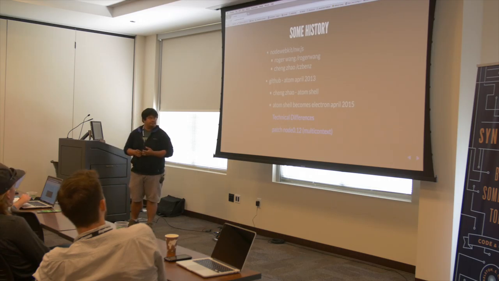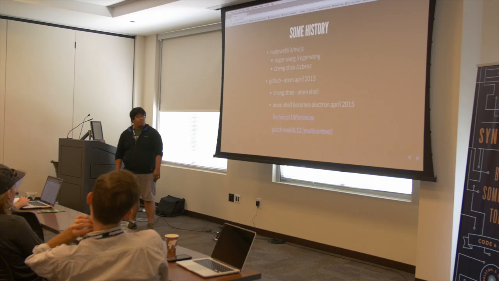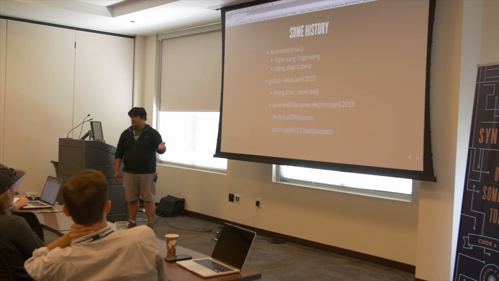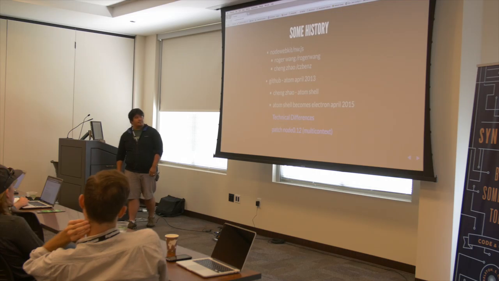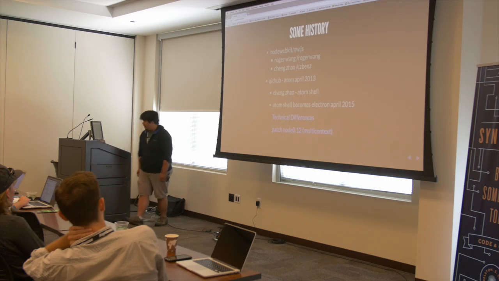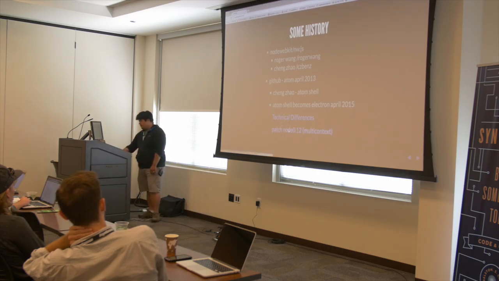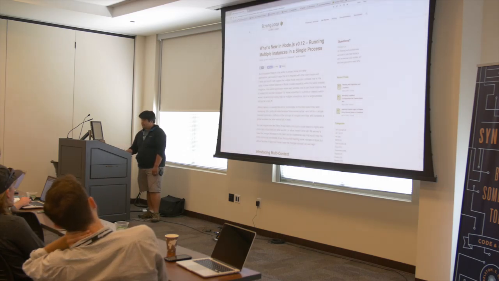And when I say iteration, I really mean it, because Chen Zhao of the Node WebKit team, GitHub hired him to help build Atom. And that was in April 2013. And he created Atom Shell. And Atom Shell is essentially what Electron is today. So fast forward to April 2015, so almost a year ago, it got rebranded as Electron because they saw the uses besides just making Atom. Does anyone know Atom the editor? Okay, good. So there are some technical differences between Node WebKit and Atom Shell.